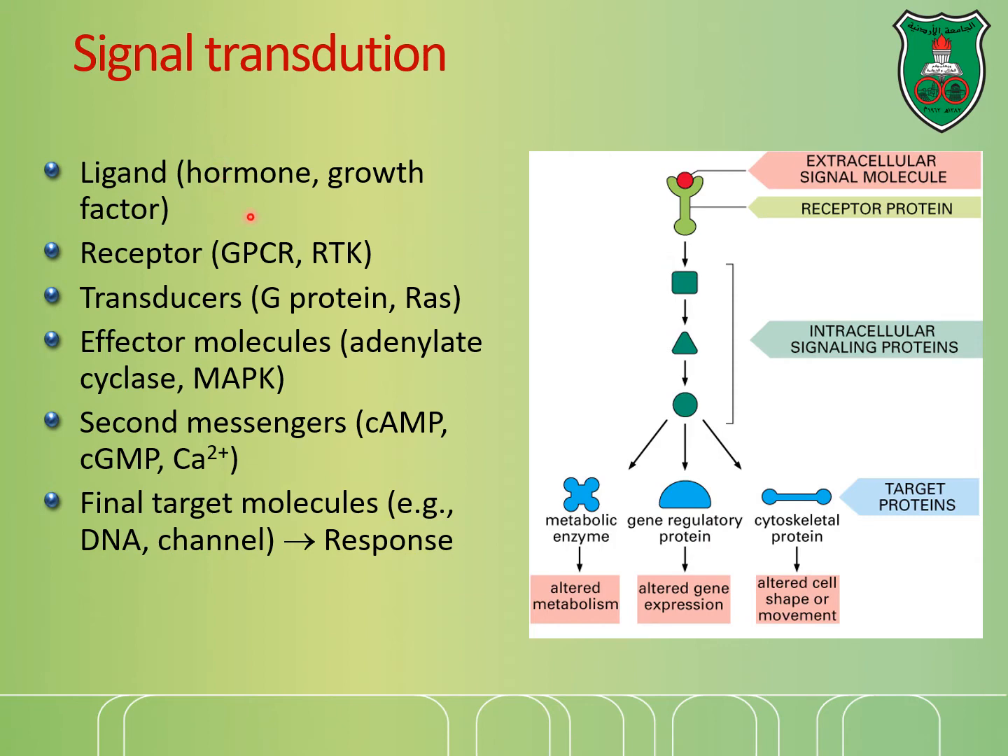Now, ligands can be hormones or growth factors. Receptors can be receptor tyrosine kinases or G protein coupled receptors. Then we have transducers, the initial molecule that understands the signal that is coming from the receptor. Then we have effector molecules, and these effector molecules are enzymes. Okay. Then we have second messengers, by the way. These second messengers are produced in large quantities. So we're talking about cyclic AMP, cyclic GMP, calcium ions, and so on. And then we have the target molecule. Again, it can be DNA or a channel or an enzyme or whatever.